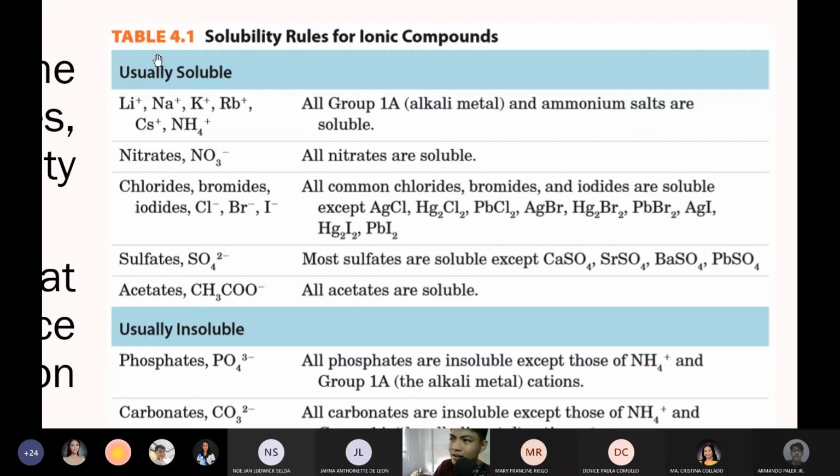Okay? Next one. Chlorides, bromides, iodides. Let's read. All common chlorides, bromides, and iodides are soluble. Sabi, all common chlorides, bromides, iodides are soluble except Ag, Hg2, Pb. So sabi dito, kapag ang partner ni Cl, Br, I ay silver, mercury, and lead, ayun, insoluble na sila.